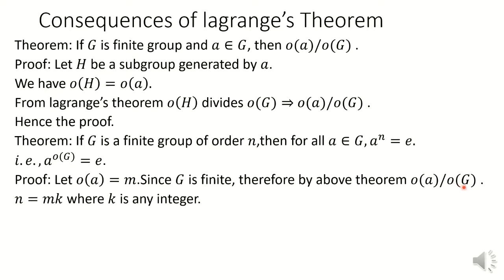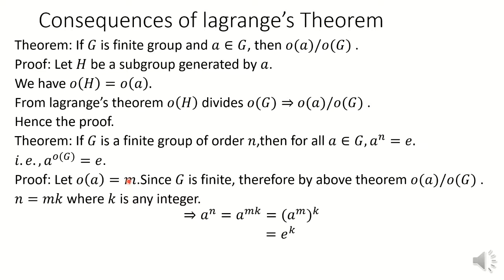So this order of G can be written as the product of order of a into some integer, say k. That's what I have written here. n, the order of G, is equal to m into k, where k is an integer. Now consider a to the power n, that is equal to a to the power m k. In place of n, we can write m into k, which we can write as (a to the power m) whole to the power k. That is equal to e, because we have chosen order of a to be m.